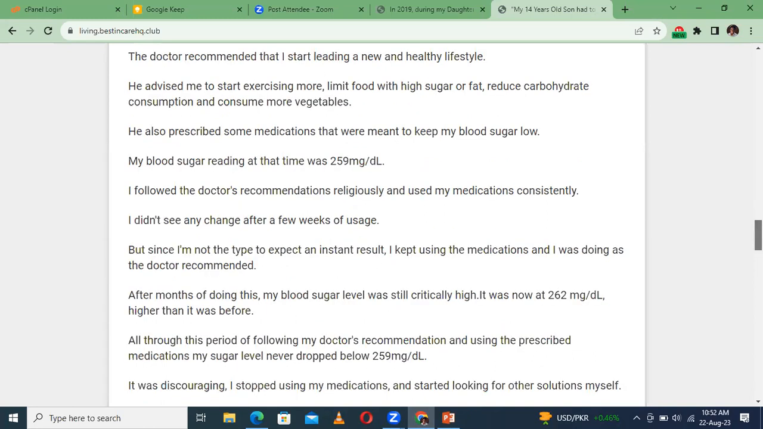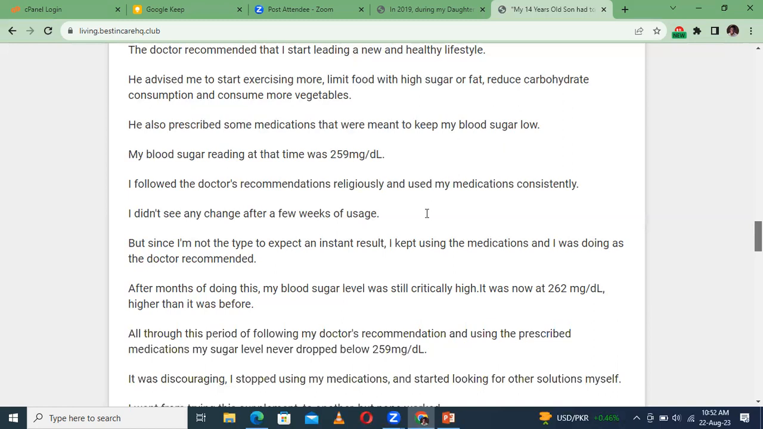My blood sugar reading at this time was 259 milligrams per dL. This is the unit for measuring blood sugar level, so you can do your research on it online, including the normal range and the abnormal range, so that when you're writing, you can write something that makes a lot of sense. So let's proceed.